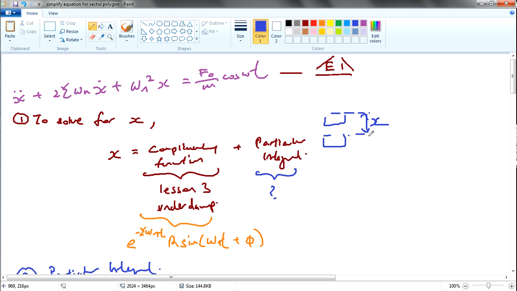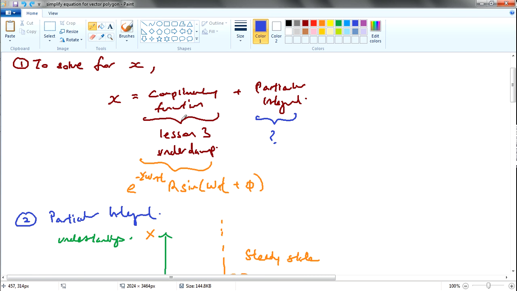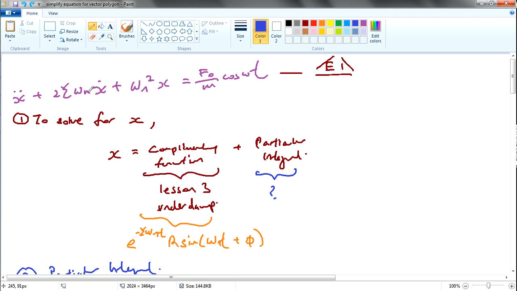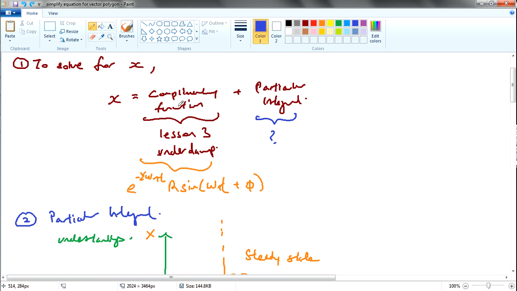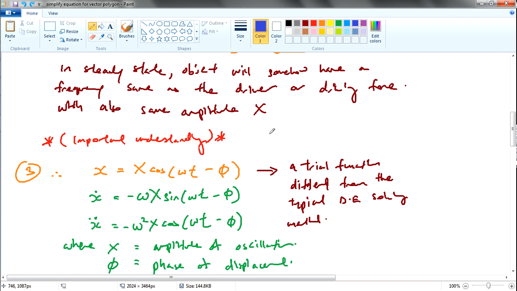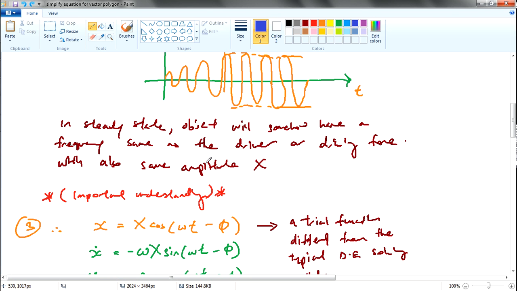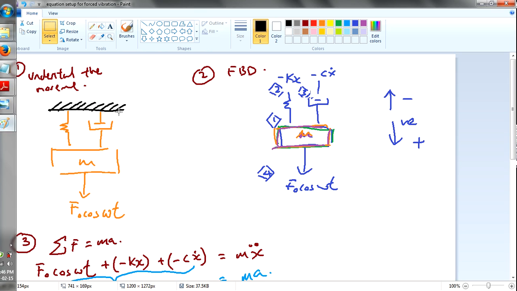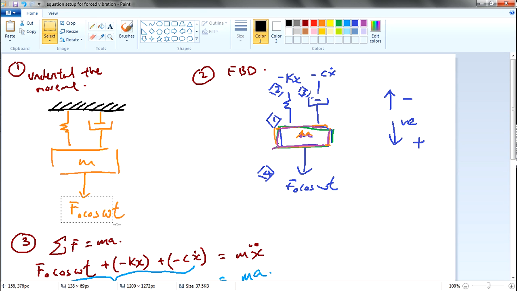It's different from the position. This point is the position x. This x equals the complementary function. In order to solve this x, because our variable is this, we use the complementary function, which I've explained. For the particular integral, we use this one. This one is the forcing function. If you remember, the forcing function is F naught cosine omega t.